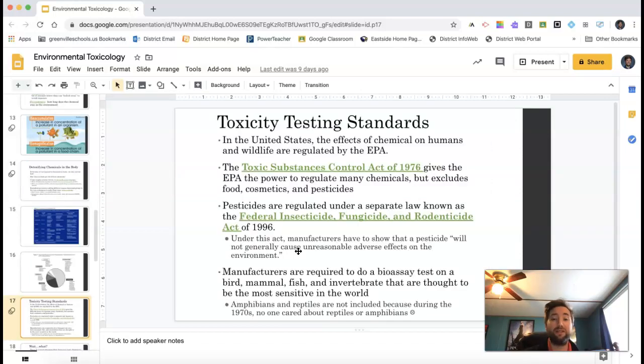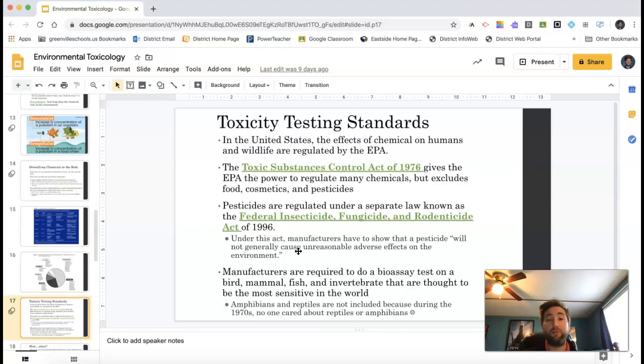Alright, so let's talk about toxicity testing standards. Back in the day, in the 1960s and the 1970s, people were really obsessed with these toxic chemicals, because remember Rachel Carson's book, Silent Spring, and all those different things. Those were basically saying, okay, these chemicals are toxic, we're being exposed to them, how much is too much, and shouldn't the government be regulating what we're being exposed to, right? So the EPA came up with TSCA, which stands for the Toxic Substances Control Act, in 1976, and that gave the EPA the power to regulate tons of different chemicals.